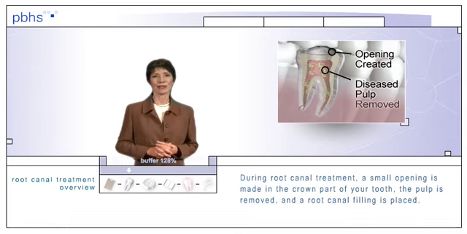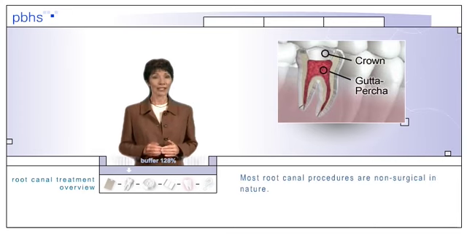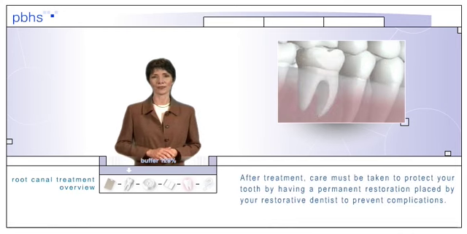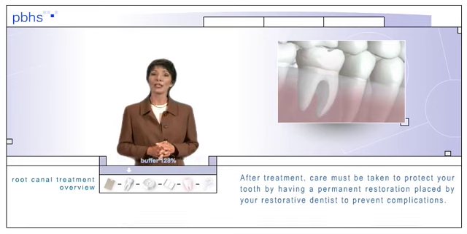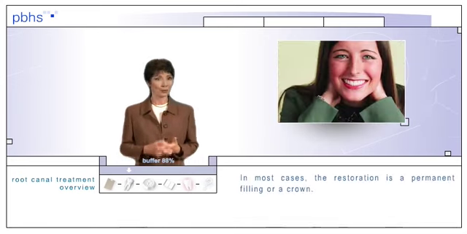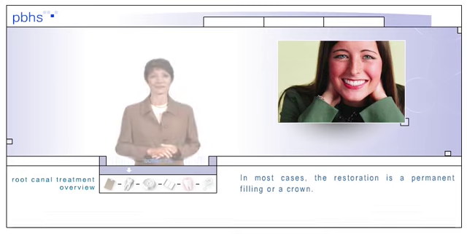During root canal treatment, a small opening is made in the crown part of your tooth. The pulp is removed and a root canal filling placed. Most root canal procedures are non-surgical in nature. After treatment, care must be taken to protect your tooth by having a permanent restoration placed by your restorative dentist to prevent further complications. In most cases, the restoration is either a permanent filling or a crown.